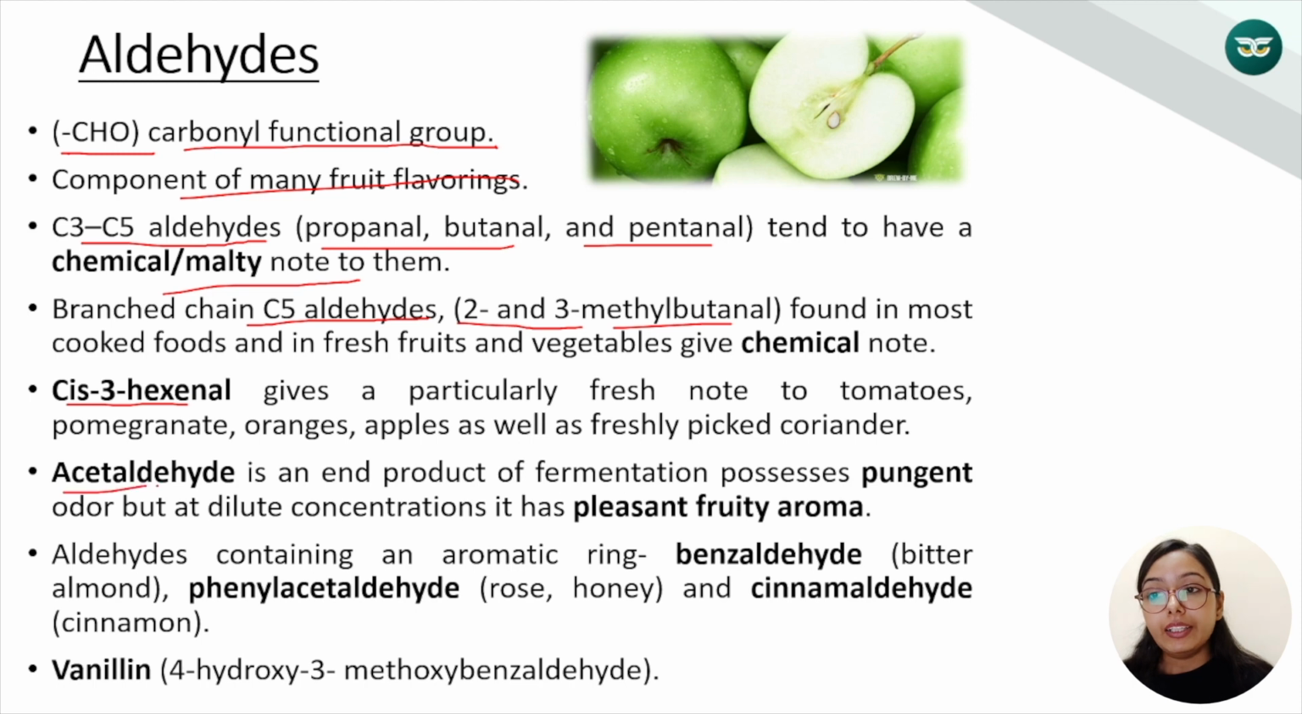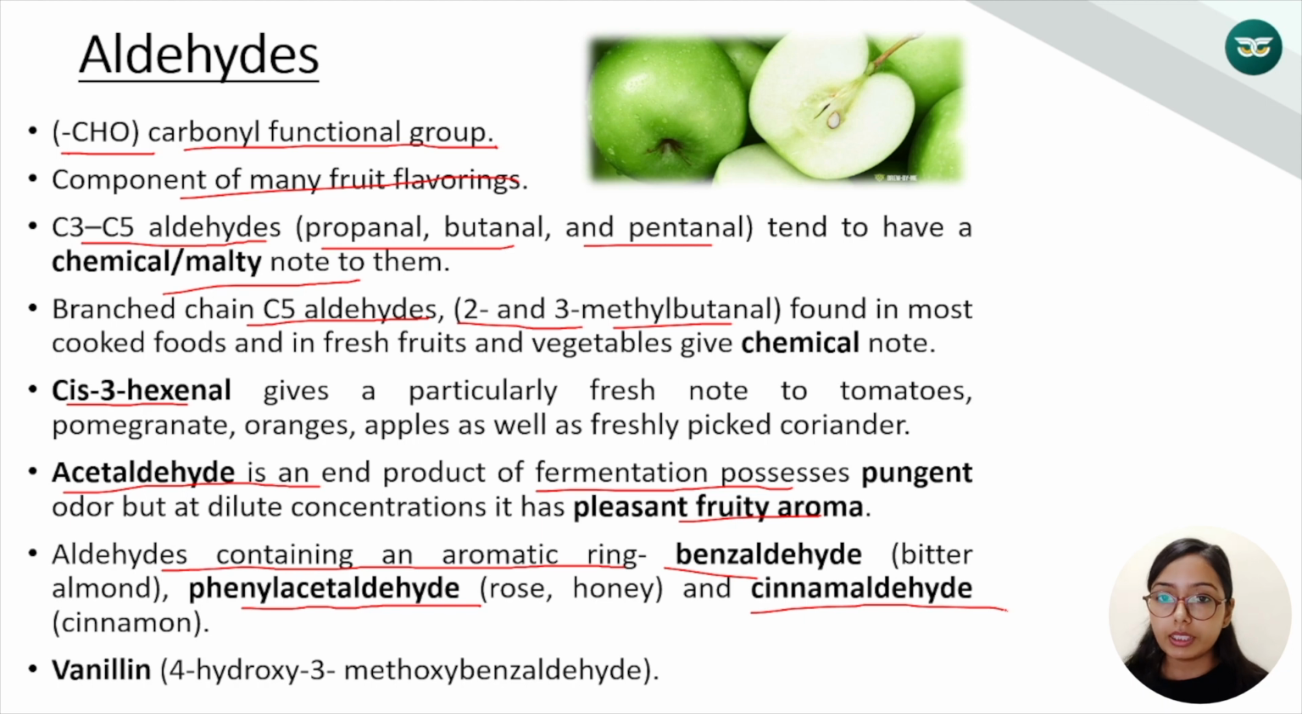Then acetaldehyde, which is the end product of fermentation, is responsible for giving a pungent odor, but at dilute concentration it also has a pleasant aroma. So even in fermented foods, acetaldehyde is responsible for giving the typical pungent as well as the pleasant fruity aroma to the product. Then there are also aldehydes which contain aromatic rings such as benzaldehyde, which is present in bitter almonds. Similarly, phenylacetaldehyde, which is present in rose and honey, and cinnamaldehyde, which is present in cinnamon.